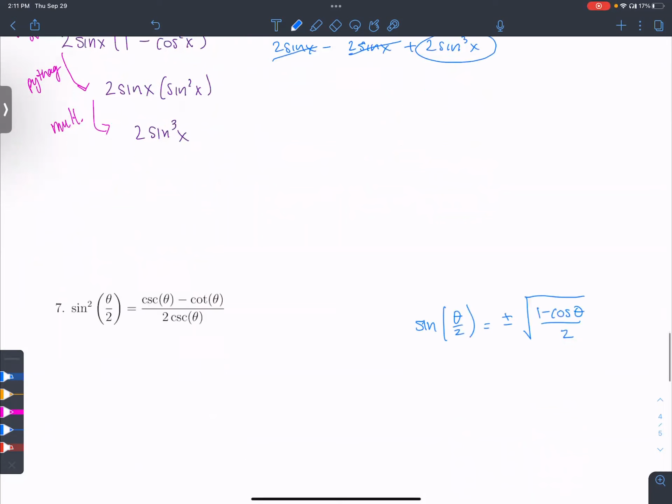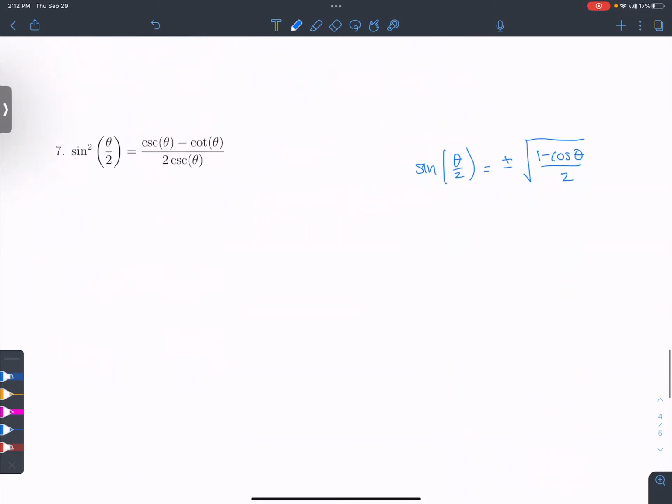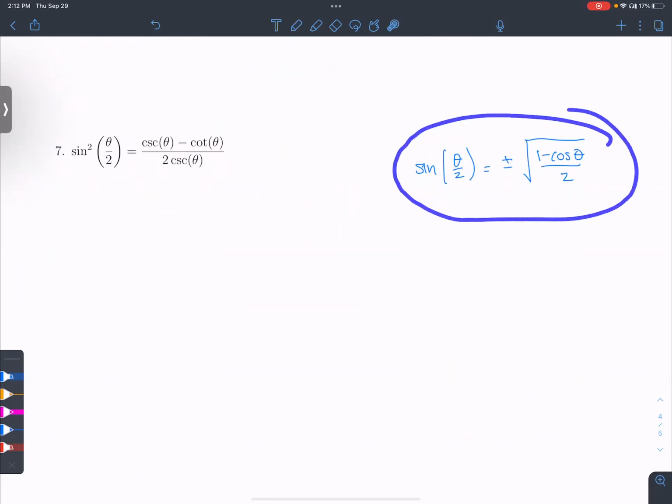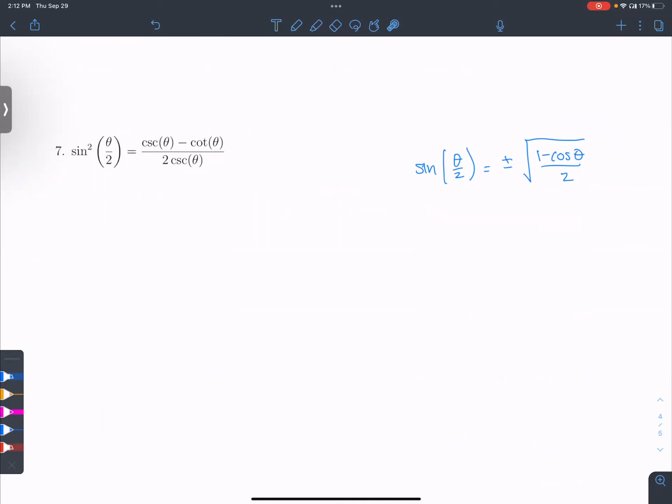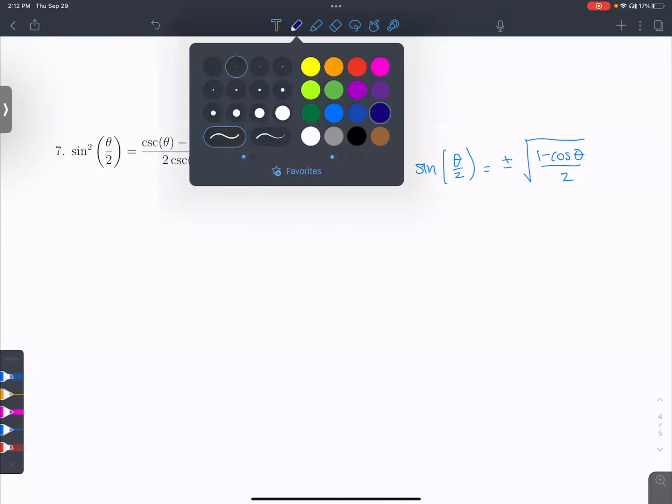All right, number 7 is tricky. I have written on here a reminder of what the half angle identity is for sine. The reason is because I see this theta over 2 and I don't like that.